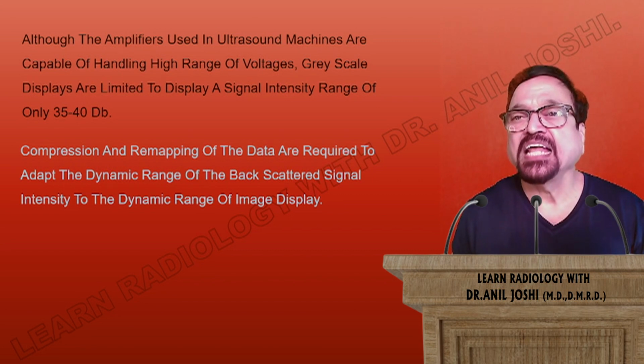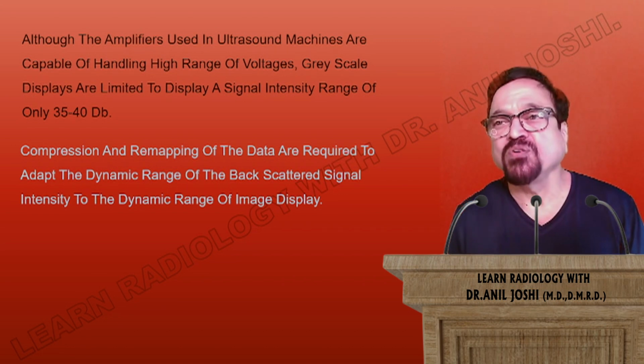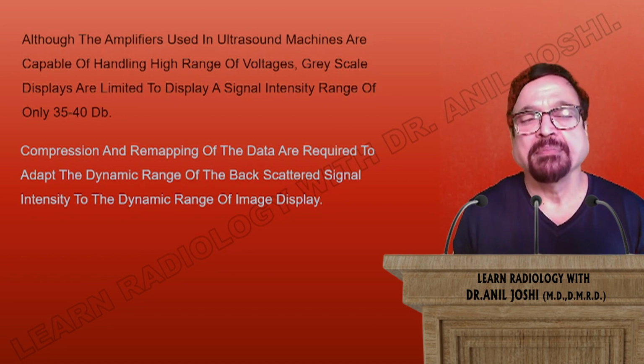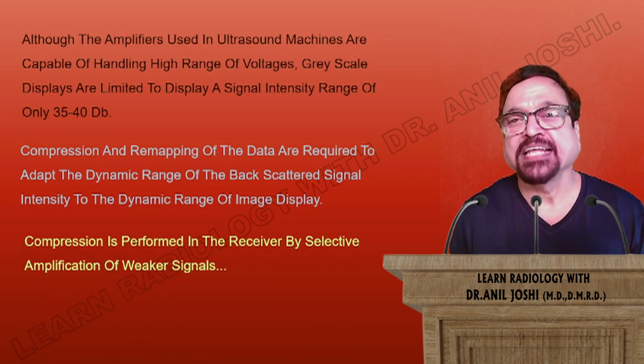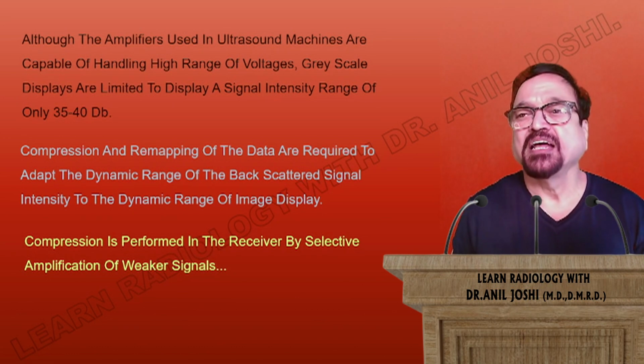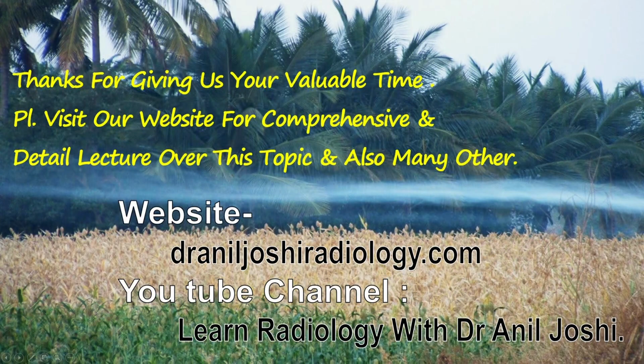Now, compression and ramping of the data are required to adapt the dynamic range of backscattered signal intensity into the dynamic range of images. So all this is done by the computers. Compression is performed in the receiver by selective amplification of weaker signals.